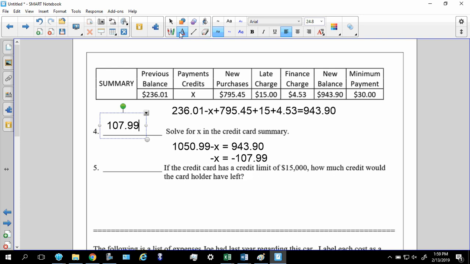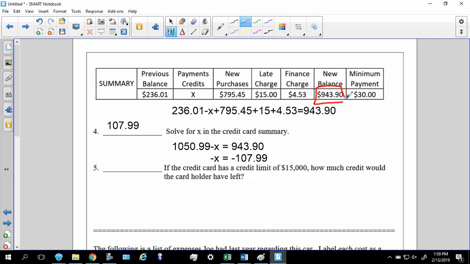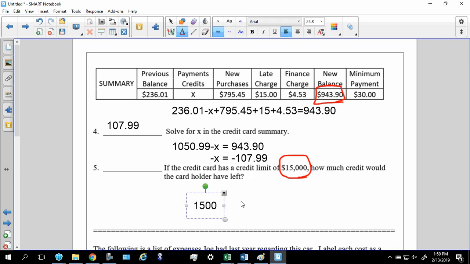Now it says if the credit card has a credit limit of 15,000, how much credit is left? Again, simple question. Don't get lost in it. New balance, that's how much I owe now. This is how much I could owe at the max. So I'm just going to subtract these two: 15,000 minus 943.90, and I get an answer of $14,056.10.